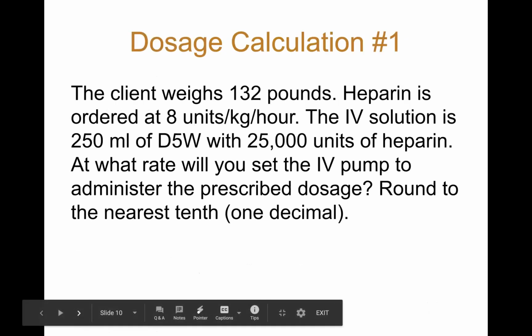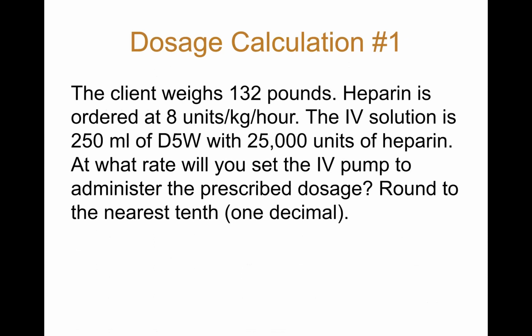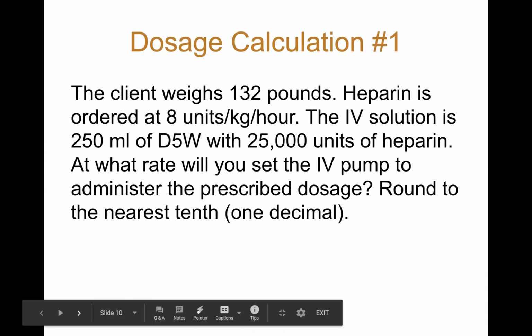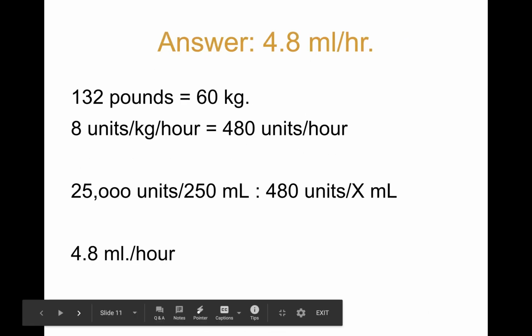Dosage calculation. The client weighs 132 pounds. Heparin is ordered at 8 units per kilogram per hour. The IV solution is 250 milliliters of D5W with 25,000 units of heparin. At what rate will you set the IV pump to administer the prescribed dose? And you should have 4.8 milliliters per hour.